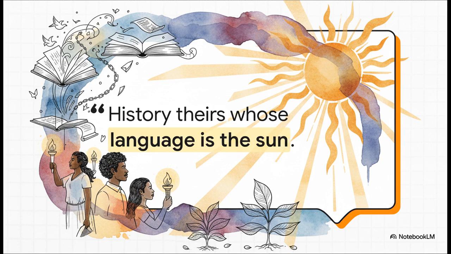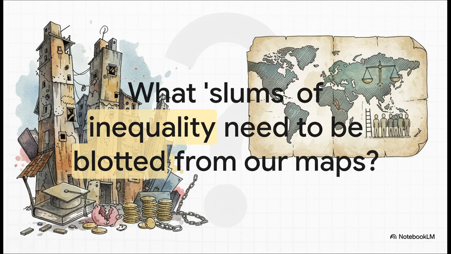It's a radical idea that, yes, a better future is possible, but only if we break down the walls and let the sun in. And that leaves us with one final and, I think, really important question. Spender wrote this a long time ago, but his call to action feels like it could have been written yesterday. So it makes you think, what are the modern-day slums of inequality, whether they're in education, or the economy, or society, that still need to be wiped off of our maps?